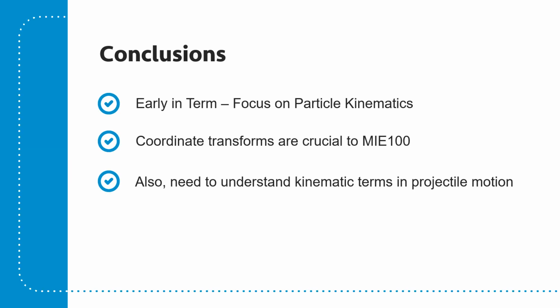It's early in the term. This is usually the end of January when we give this exam. Coordinate transforms are crucial to MIE 100, but it's only a small part of the course, really. We are going to cover a lot more. For example, at the time of the quiz, we're about a week or so away from rigid body kinematics and kinetics, which is the second part of the course and a significant part of the midterm and final exam.